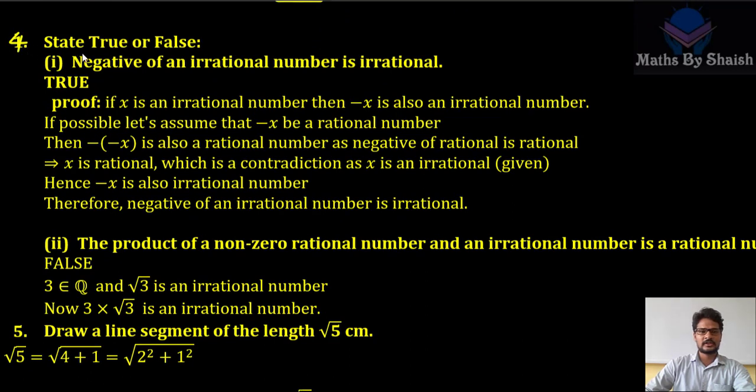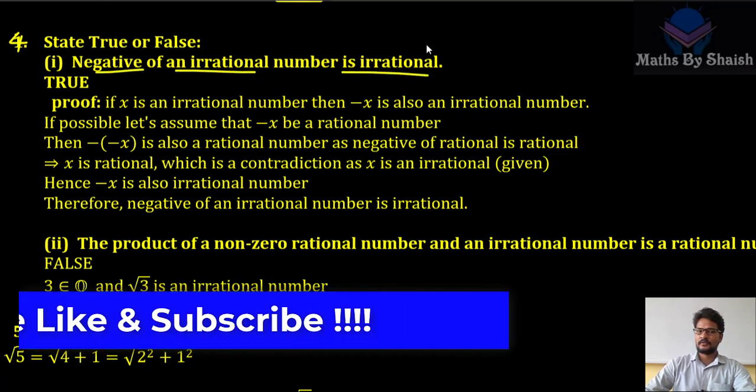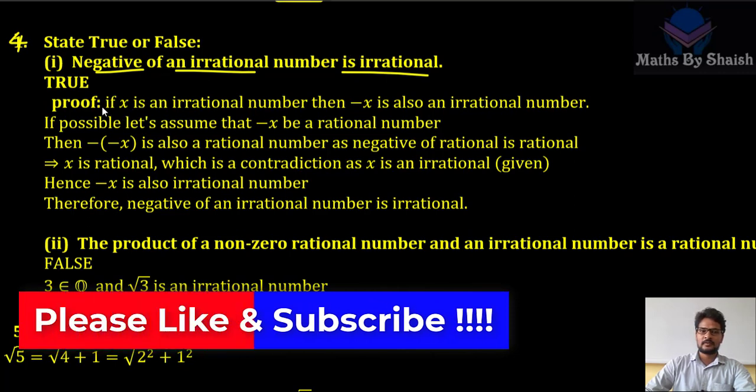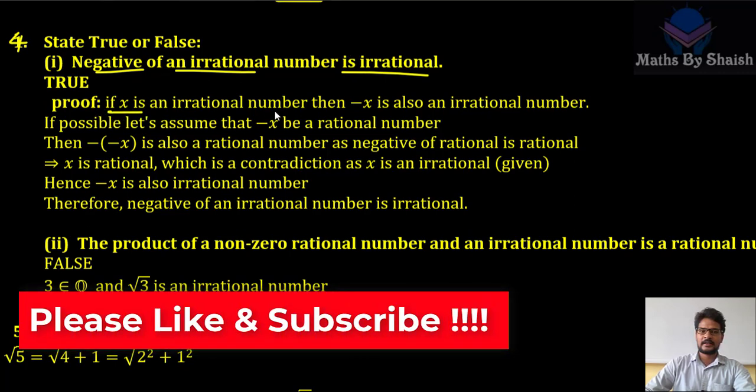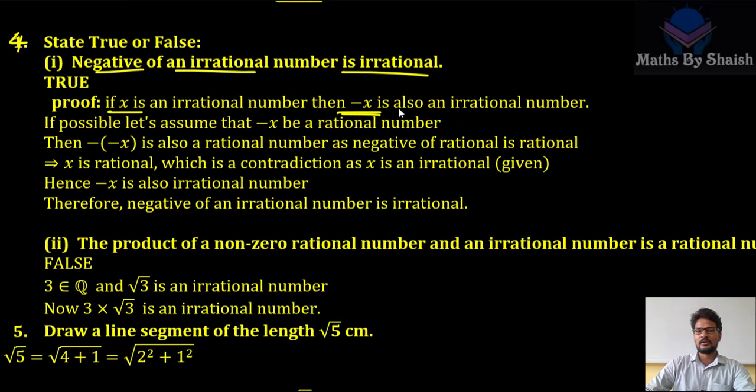Now the next part is the fourth question. State true or false: the negative of an irrational number is irrational. Of course it is true, because if x is an irrational number, then minus x is also an irrational number. That is what we need to prove.